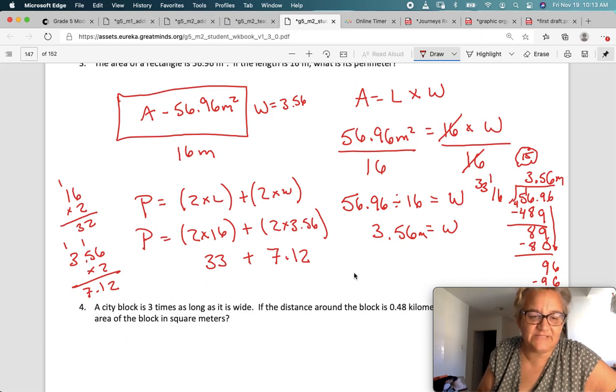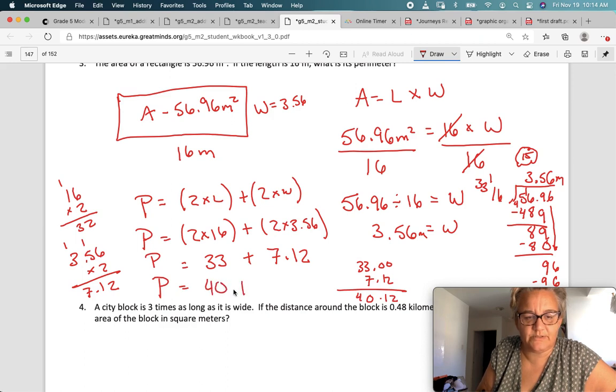Now I have to add those together. Remember, decimals you have to add stacked on each other. So 32 and then 7.12. So I'm going to have to add 2 zeros here. My answer is the perimeter equals 40.12 meters. Okay.